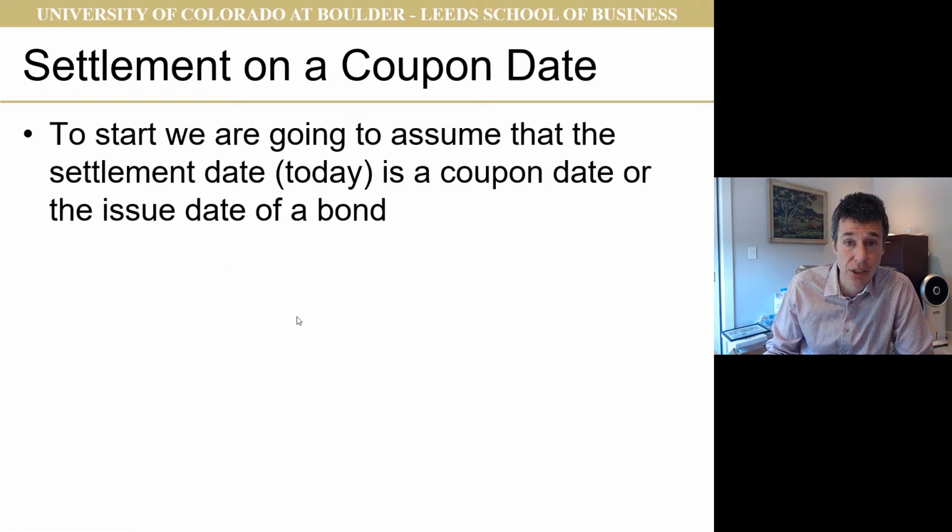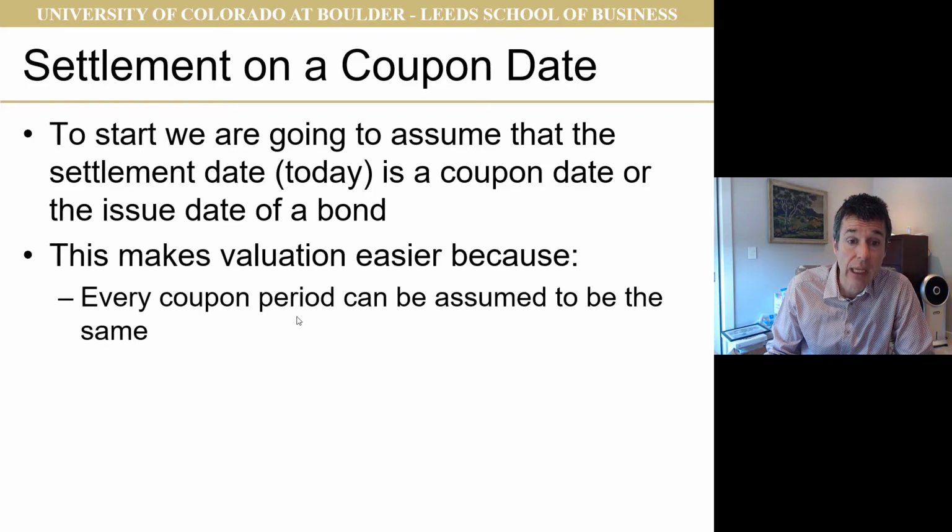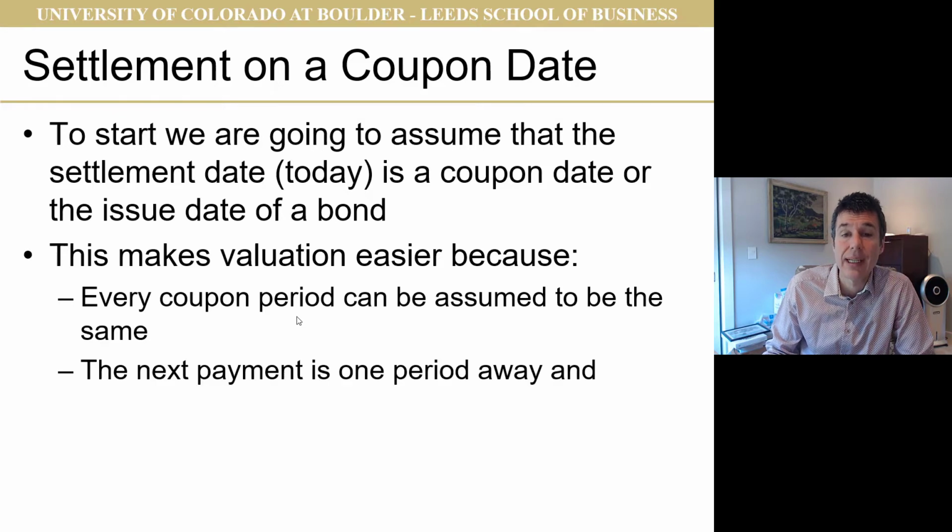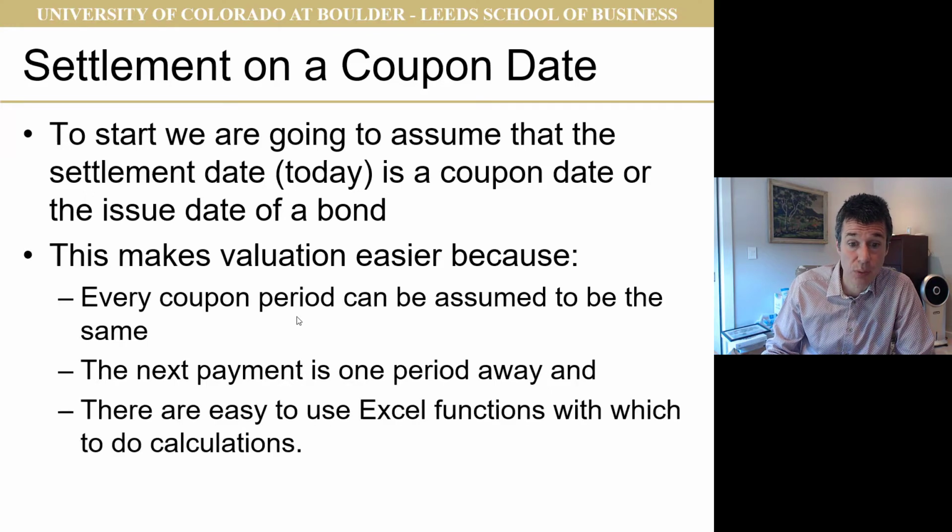Now, to start, we're going to make an even bigger assumption: that the settlement date is a coupon date. So a coupon is meant to be paid on that date, and we can also assume the settlement date is the issue date of the bond. So basically, every coupon period we can assume to be the same. The next payment, there's no payment today. If you're buying that bond, you're not going to get it today because you would need to be on that registry today, and of course you're not. So the next payment's one period away.